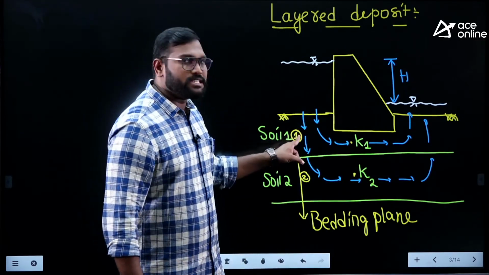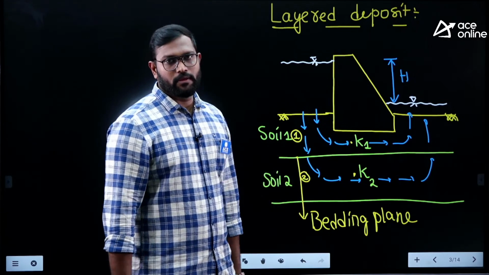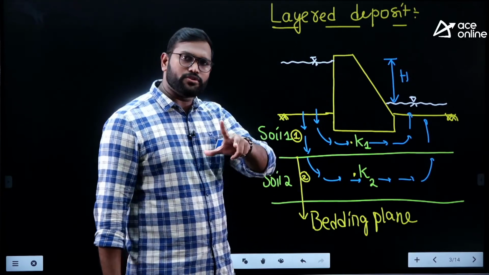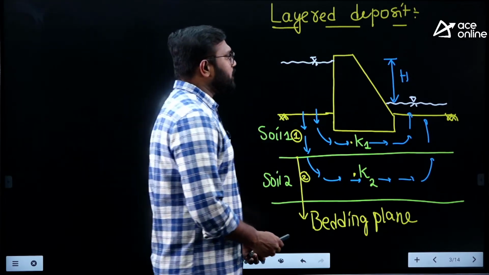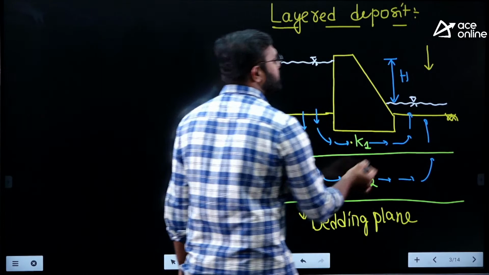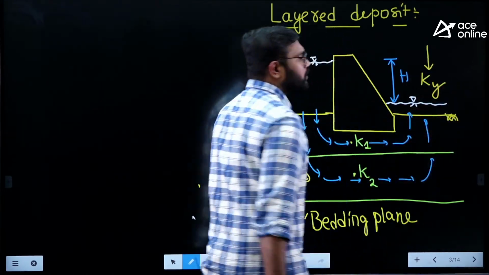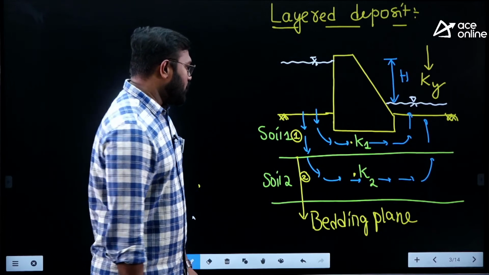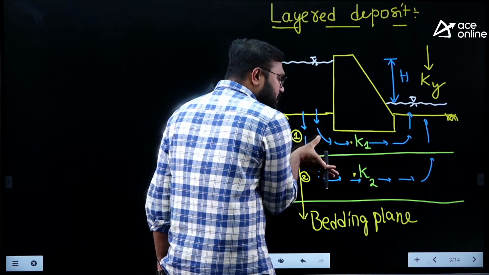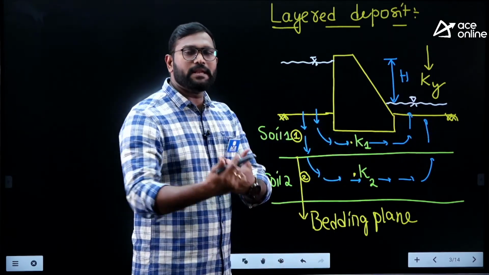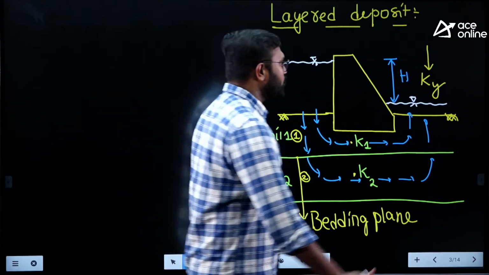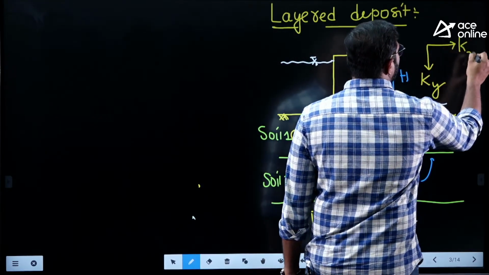Now soil 1 has a different permeability, and soil 2 has a different permeability. When the flow goes from 1 to 2, the behavior will change. Then does the permeability quotient also change? Yes. Let me take the average permeability quotient when the flow is perpendicular to the bedding planes as Ky. Similarly, when the flow is parallel to the bedding plane, the flow is happening simultaneously, and in that direction also the permeability will be different. So this is Kx.